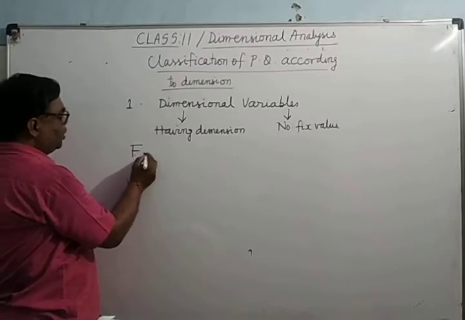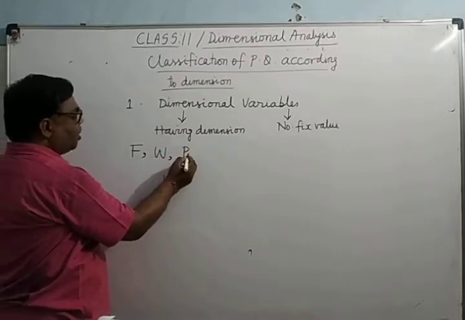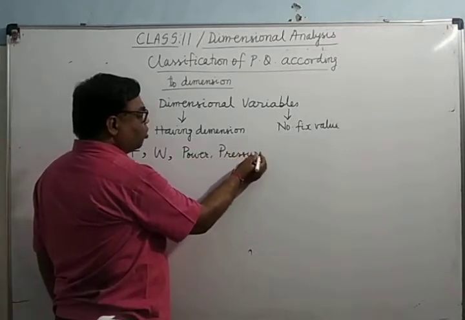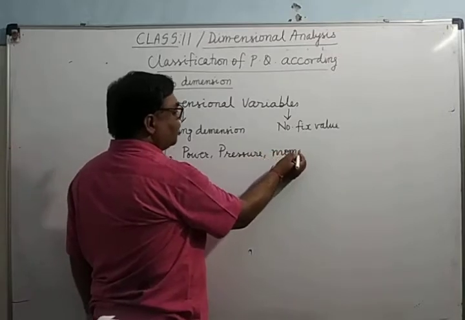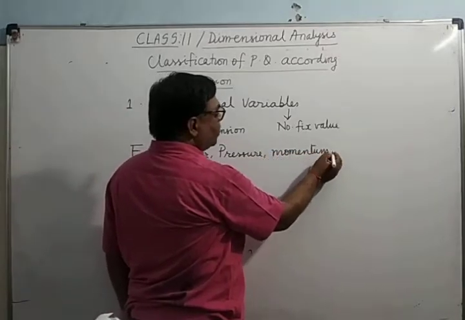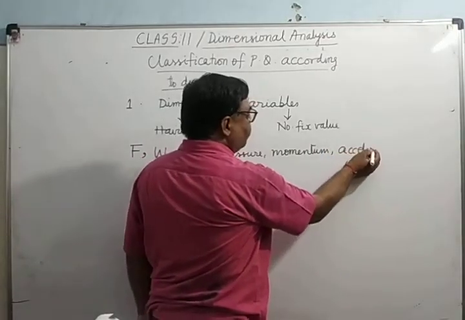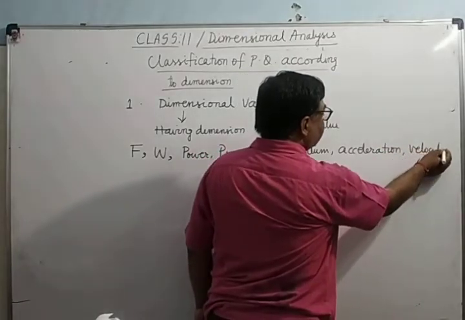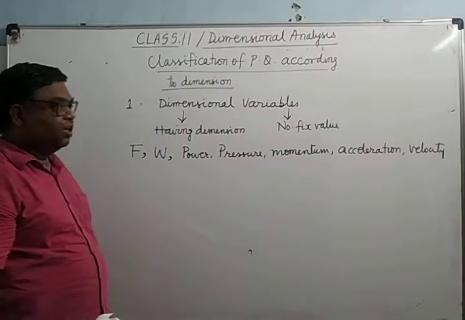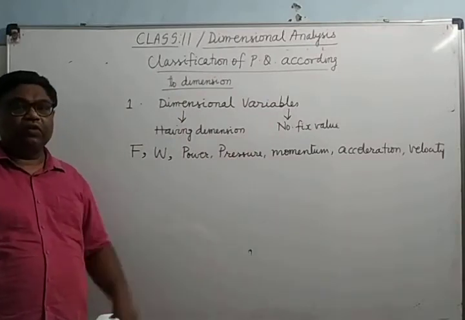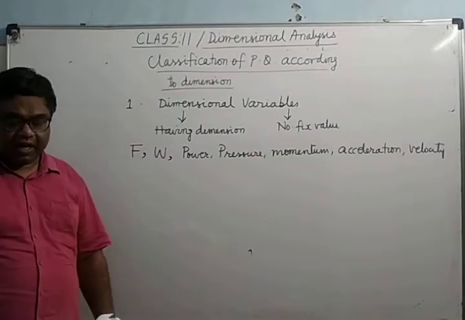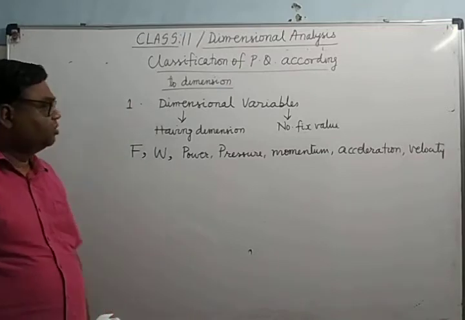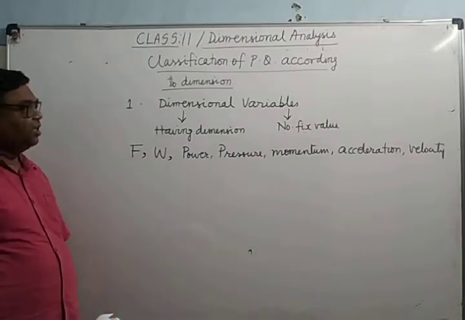So you can see here, having dimensions but no fixed value. So it is force, it is work, all are having. It is power. It is pressure. It is momentum. It is acceleration. Many are there. It is velocity. All are having dimension. Any quantity which is having unit will have the dimension, leaving the angle, which has been assigned an arbitrary unit. So all these are the dimensional variables.